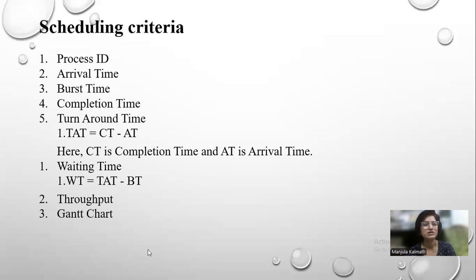Then next comes waiting time. Waiting time is turnaround time minus burst time. Turnaround time gives how much extra time it will be waiting. Waiting is turnaround time, how much extra time it is waiting, minus the burst time, the actual execution time. That difference, between the completion time after waiting and the actual execution time, is calculated here.